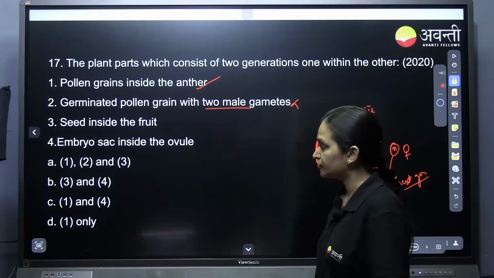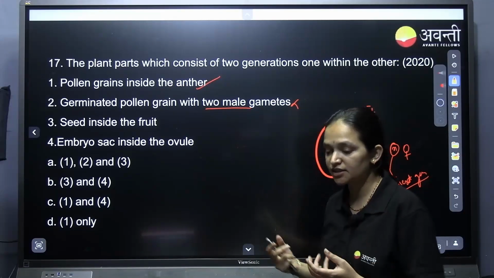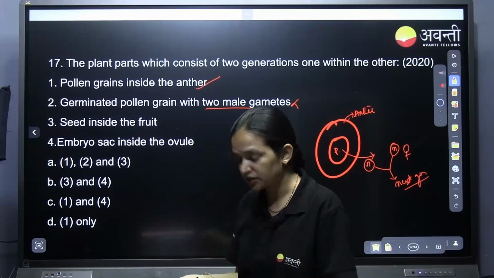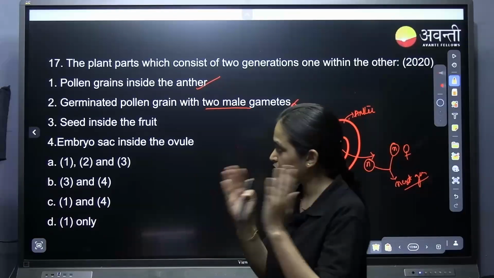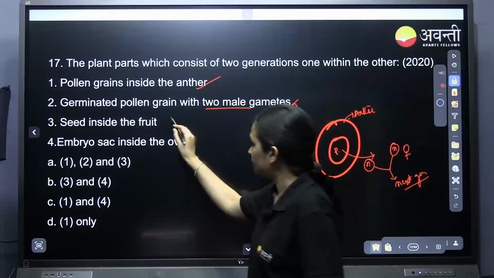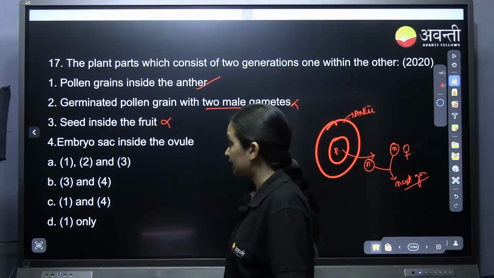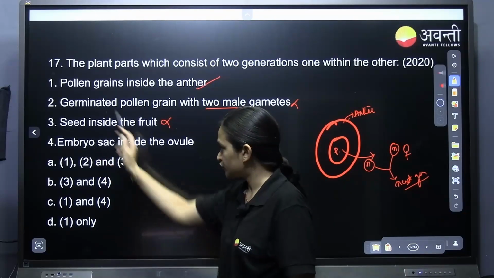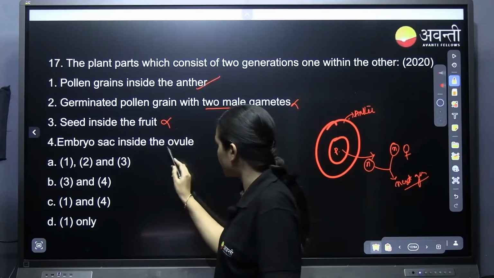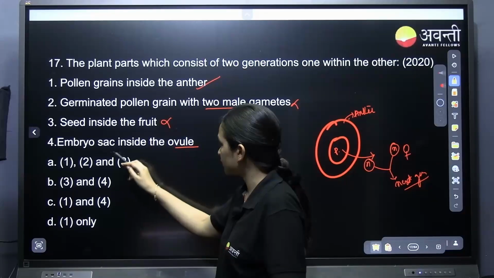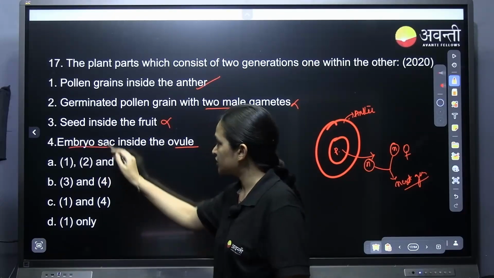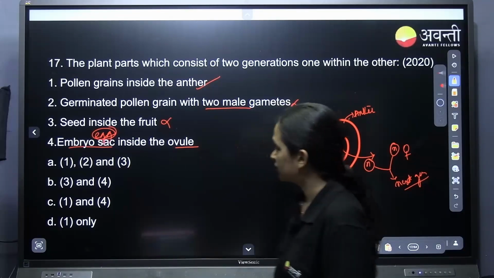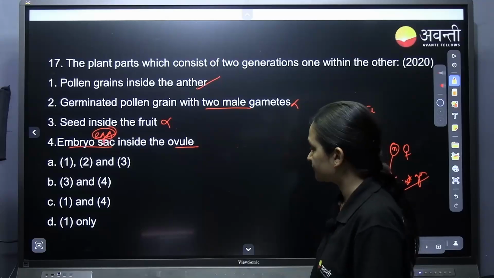Seed inside the fruit. The seed is a result of fertilization, so both are of the same generation because fertilization has already taken place. Whereas we need to find one of the previous generation and one of the next generation. So this cannot be it either. And embryo sac inside the ovule. Embryo sac is of the previous generation. Ovule is of the previous generation. The embryo sac contains the egg, and the egg is of the next generation. So 1 and 4.